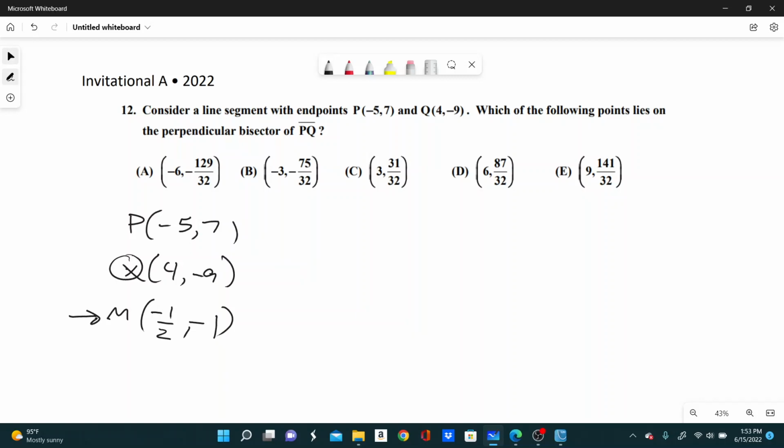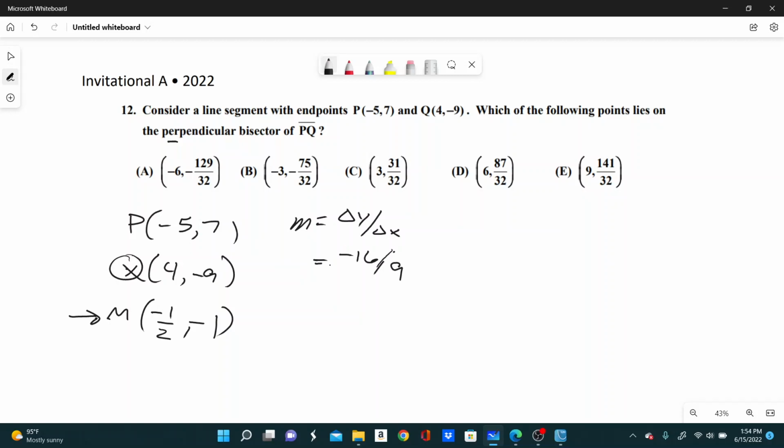And now we have to find the slope. So to find the slope of the perpendicular bisector, we first have to find the slope between P and Q. So that will be just our change in y divided by our change in x. So our change in y, let's see, from 7 to -9, that's subtracting 16. And then from -5 to 4, that's adding 9. So we're going to have a slope of -16/9.